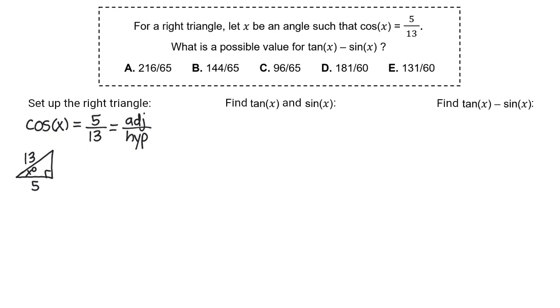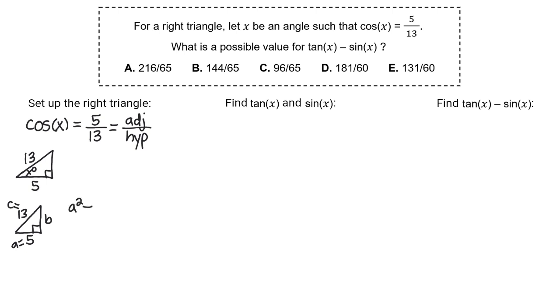So I do need the opposite side because I need to find tangent and sine. So we're going to have to use the Pythagorean Theorem to get that missing side. So once again, we'll have 13 and 5 here. I'm going to let a be 5. I'm going to let c be 13, and we'll let the missing side be b.